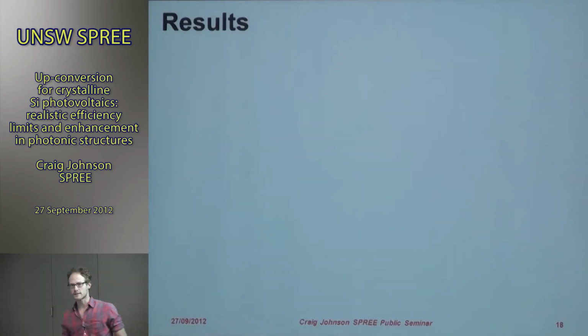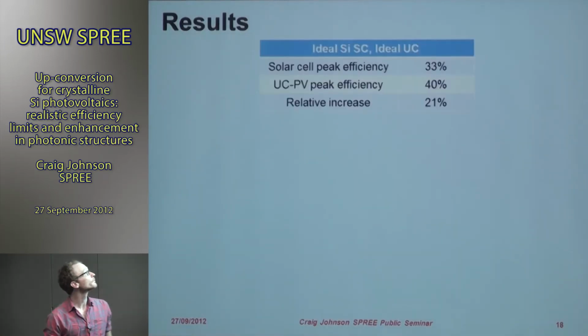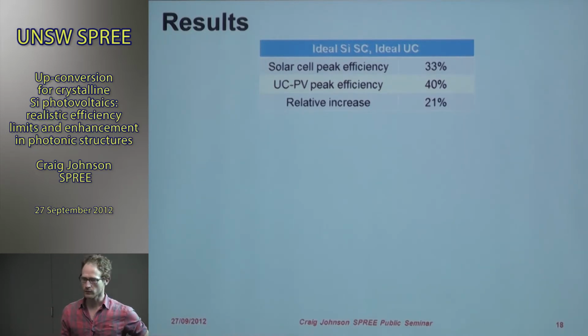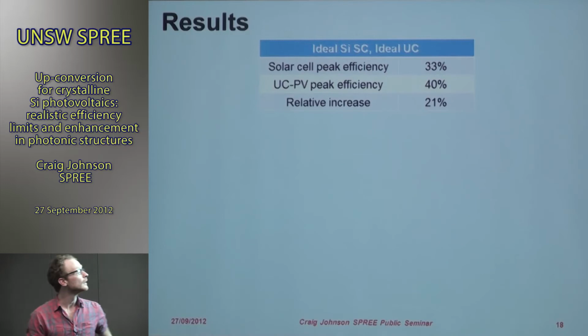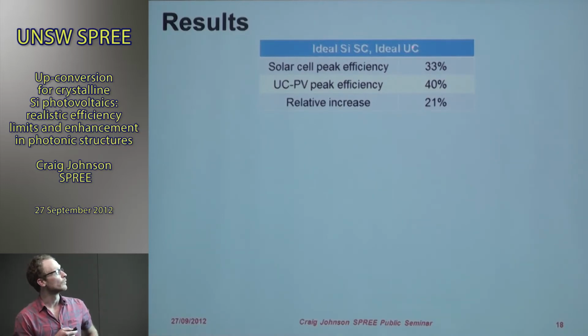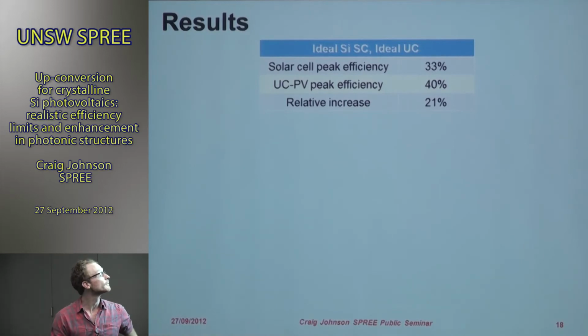And importantly, it provides a distinction from the ideal case. So how does it work out in terms of the limiting efficiency itself of the upconverting device? Looking back at the ideal case, where both the solar cell and the upconverter were ideal, we had 33% without an upconverter, 40% with an upconverter, which is a 21% relative increase.